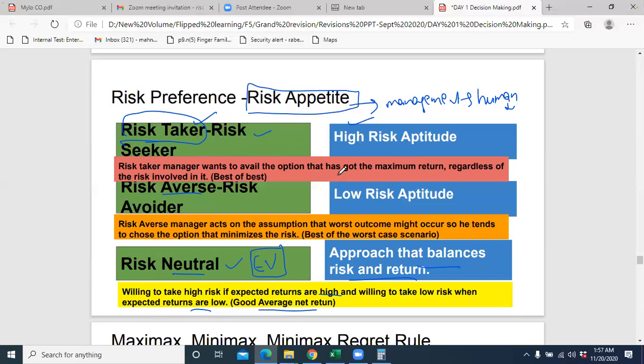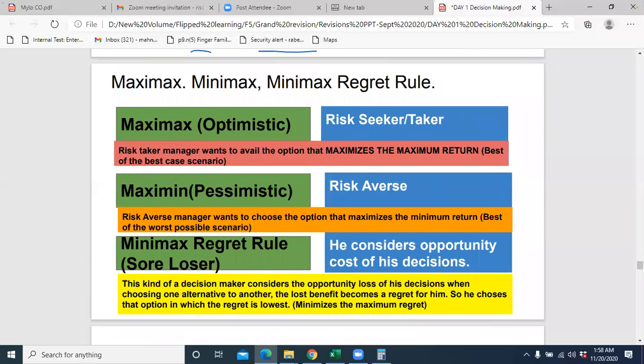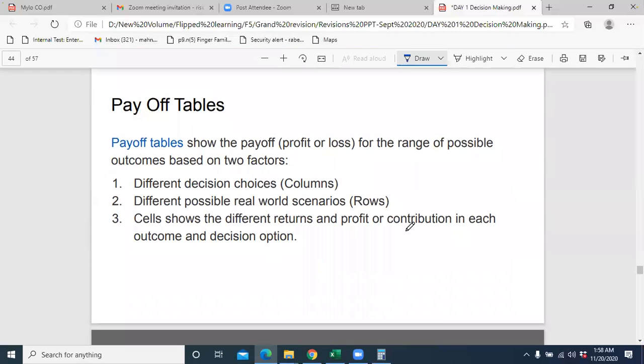So a risk taker would evaluate the projects in such a way that he would want to choose the best of the best. So he would appraise all the projects. For example, he could invest in P1, project 2, or P3. All the projects could have uncertain outcomes that have probabilities assigned. Based upon that, he would prepare a payoff table. What is basically a payoff table?